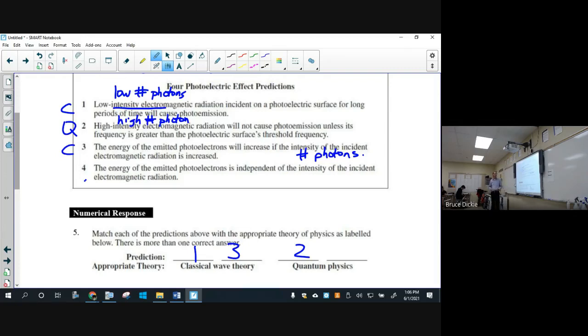The energy of the electrons is not related to the number of photons. Is that correct? Is the energy related to the number of photons? No. So the energy is not related to the number of photons. That's a correct statement. So therefore that is quantum theory. So sure enough, 1324 is our answer there.